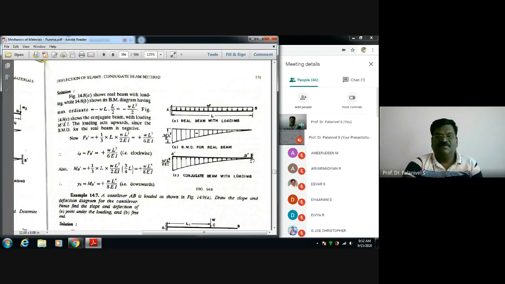Centroidal distance. So we are taking moment about B. From here it is 3/4 L. So that's what it is, 3/4 L. WL power 4 by 8EI, the same expression which we obtained earlier in the double integration method and moment area method. Same thing. So elementary level problem, standard problem, just simple cases we are seeing.